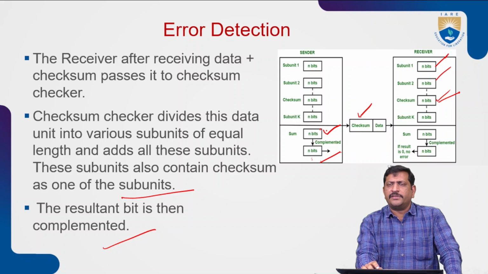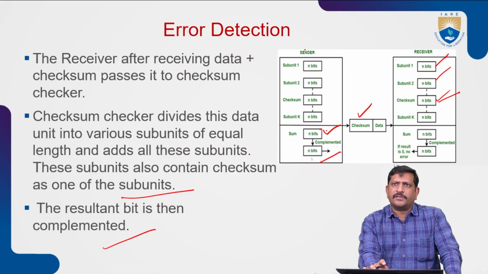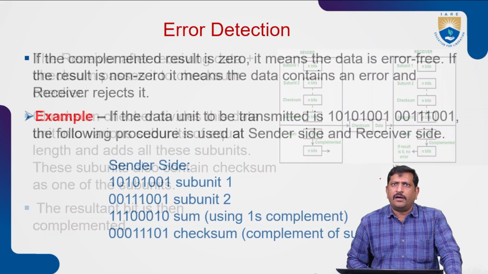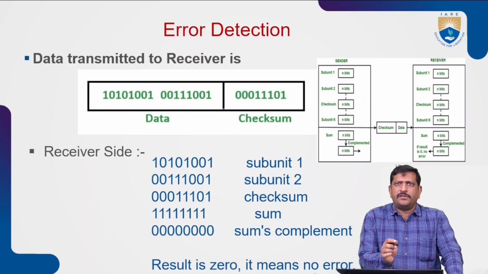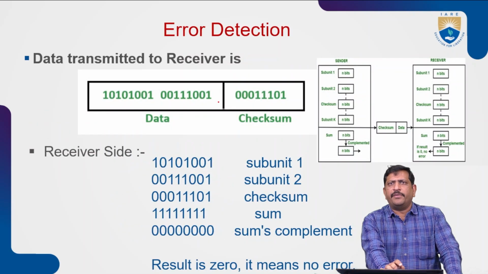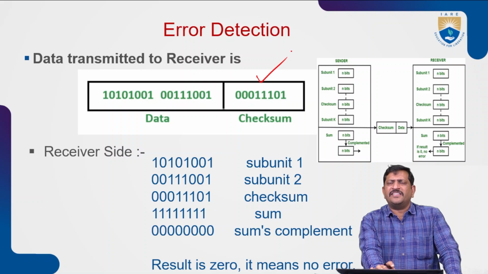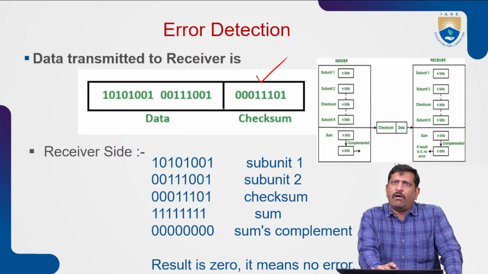This checksum is added to the original data. Whatever the original data is that the transmitter is sending, the checksum is added to it, so the receiver receives the data along with the checksum. So this is the data message or information, and it is transmitted along with the checksum. The checksum is nothing but the one's complement of the summation of all the modules.